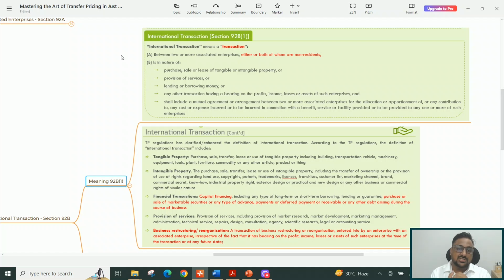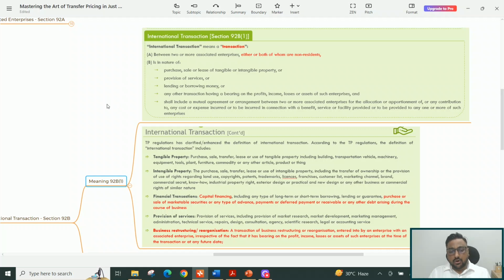I think this is one of the very best examples which I have given. In all other examples, either of the entities would be in India, but in such cases also you are required to advise your client to file a report in India if such a situation comes before you. So this was just for information.